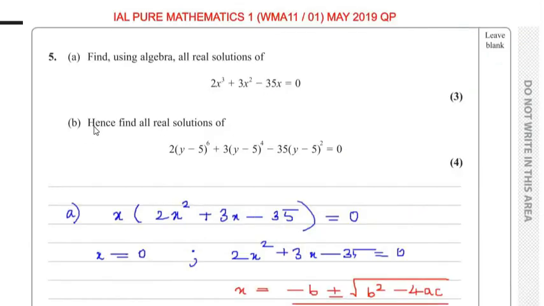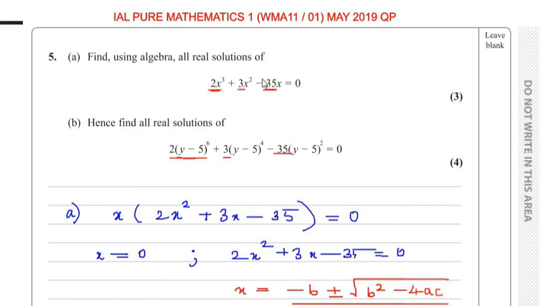Now let us look at part B of the question. Hence find all real solutions of 2 y minus 5 whole raised to 6 plus 3 times y minus 5 whole raised to 4 minus 35 y minus 5 whole squared equal to 0. Now if you observe carefully, this equation and this equation are almost same, because the coefficient of x cube is same as coefficient of y minus 5 raised to 6. Coefficient of x square, which is 3, is same as coefficient of y minus 5 raised to 4. And coefficient of x, which is minus 35, is same as coefficient of y minus 5 the whole square.